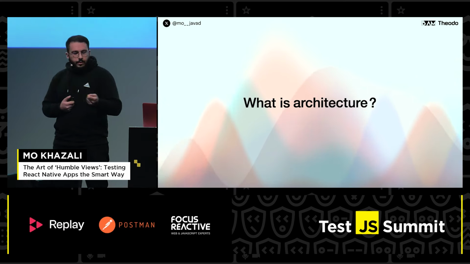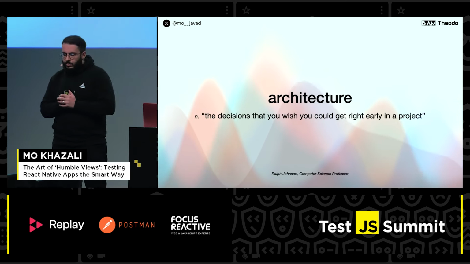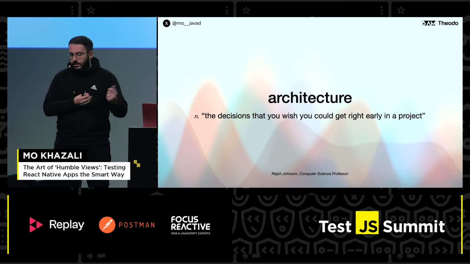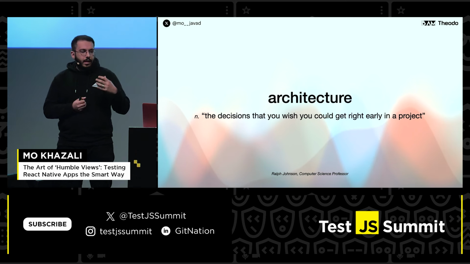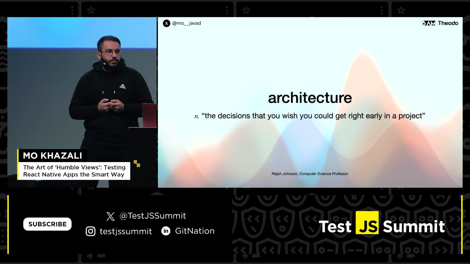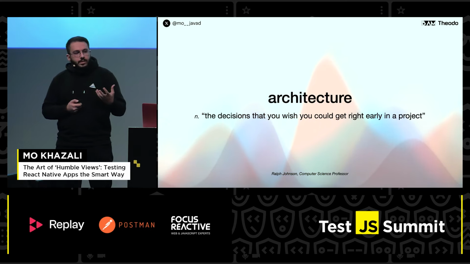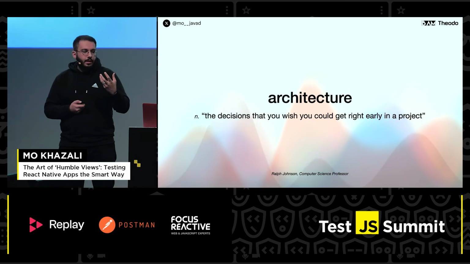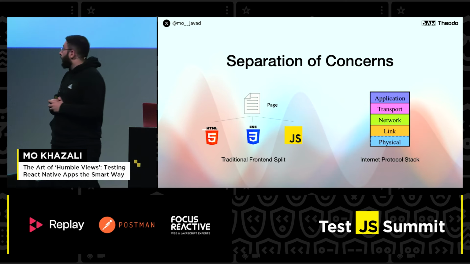And it leads to a very good question, which is, what is code architecture? And I really like this definition. Architecture is the decisions that you wish you could get right early in a project. It's a quote from Ralph Johnson, who's a computer science professor in the US. He's written several books around good software architecture. And one of the fundamental concepts that you'll learn within software architecture is this idea of separation of concerns.